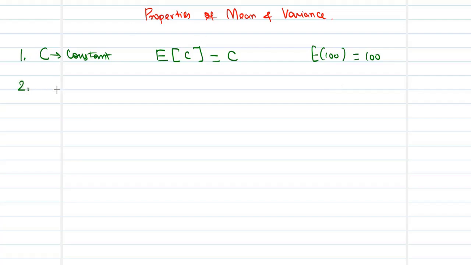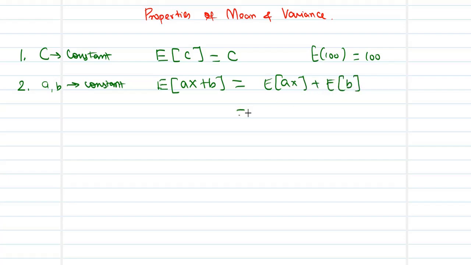The second property says, if A and B are constants and x is your random variable, then the expected value of Ax plus B, the expectation operator being linear, gets split as E of Ax plus E of B. We know that the expected value of a constant is the constant, so this becomes A times E of x plus B. For example, the expected value of 3x plus 4 will be 3 times the expected value of x plus 4, because E of 4 is 4.